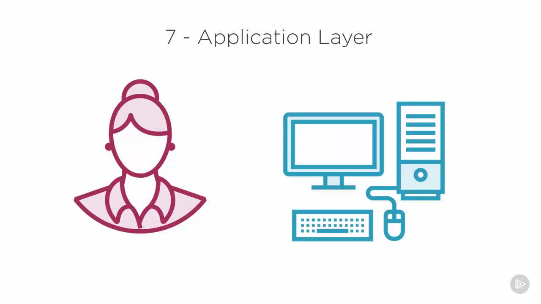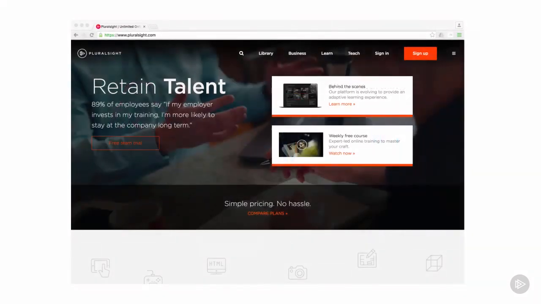Start with application layer, layer 7. We have our user here. A user wants to go to pluralsight.com to watch some videos on data networking. So she types in www.pluralsight.com into her browser, and up pops the web page. Well, how did that happen?